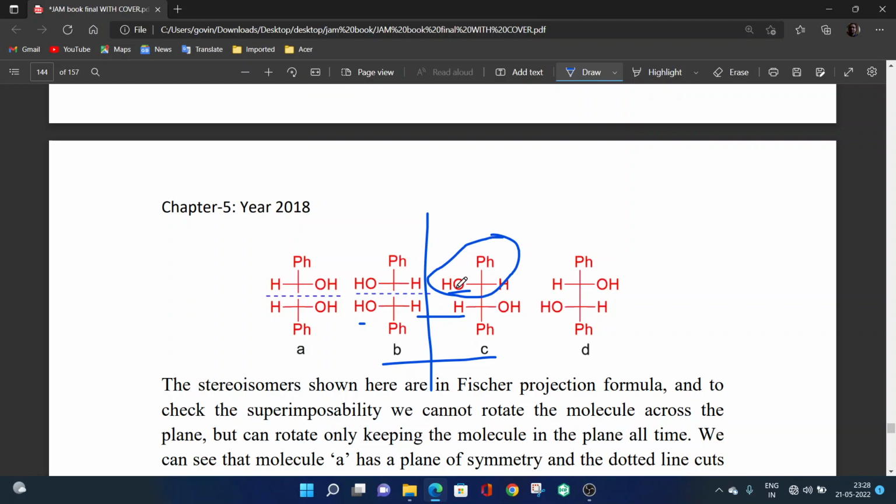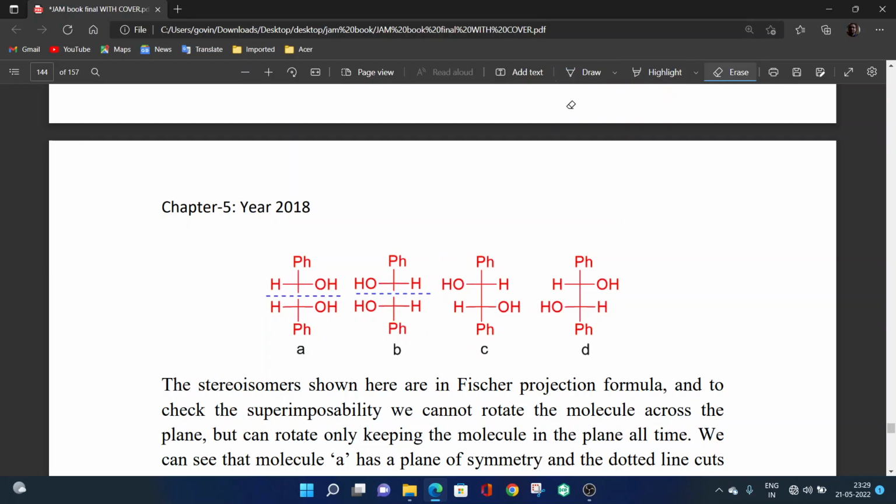This pH fits on this, OH fits on this, and this H fits on this. So half of the molecule is superimposable and half of the molecule is mirror image. So that means overall what happens? The molecule is neither superimposable nor mirror image, because one half is mirror image, whereas this half is superimposable. So overall neither superimposable nor mirror image. So these are a pair of enantiomers.